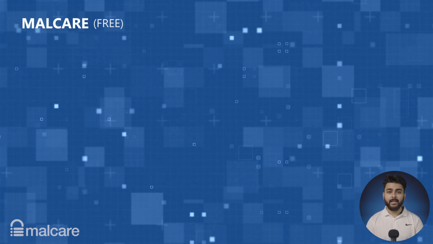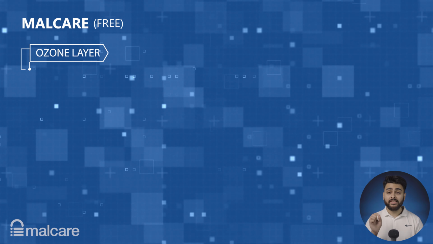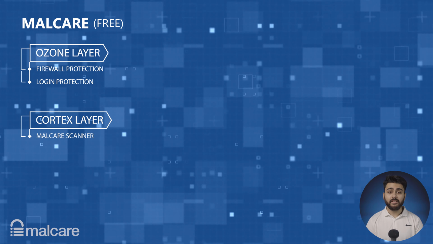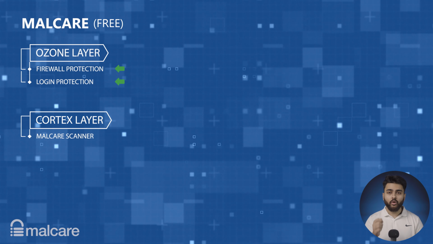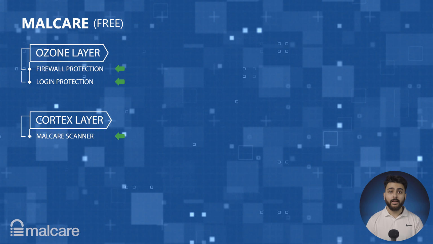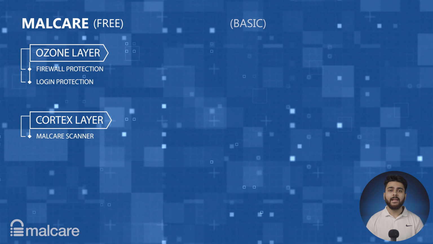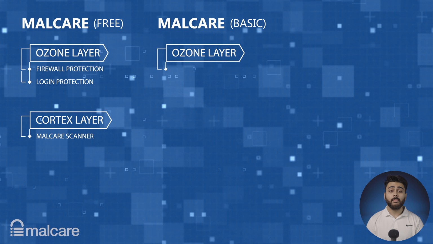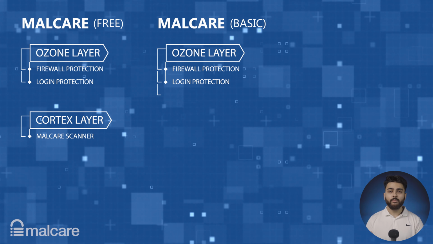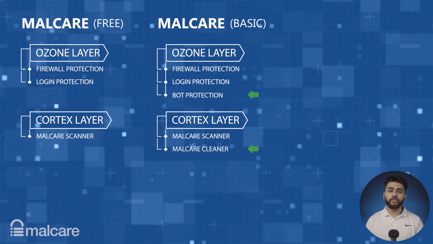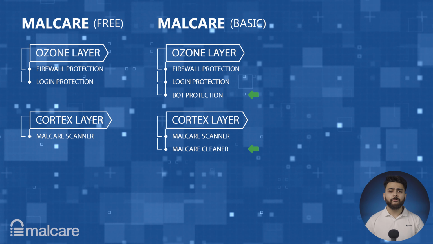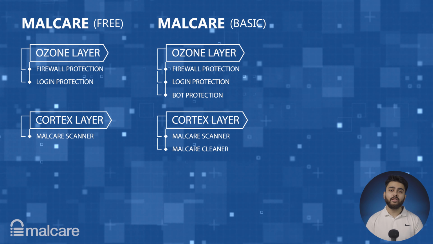Activating carbon layer. The free version of Malcare provides great protection that is sufficient for most websites. This means that you have a part of the ozone and Cortex layer activated for free. But for valuable business websites or websites that have been hacked, Malcare Basic is the best choice. By upgrading to Malcare Basic, bot protection and Malcare Cleaner also get added to your site. This gives you the full protection of the ozone layer and the Cortex layer.